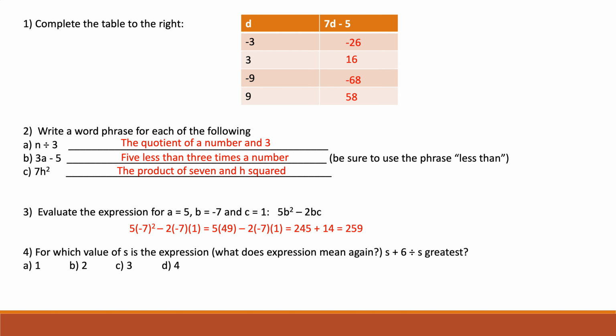And then for number 4, for which value of s is the expression greatest? What does expression mean again? That's when you combine operations, variables and numbers. The answer is 1. If you do 1, the value of the expression is 7. If you do 2, the value is 5. If you do 3, the value is 5. And if you do 4, the value is 5.5. So the correct answer is choice 1. The overall value is 7.